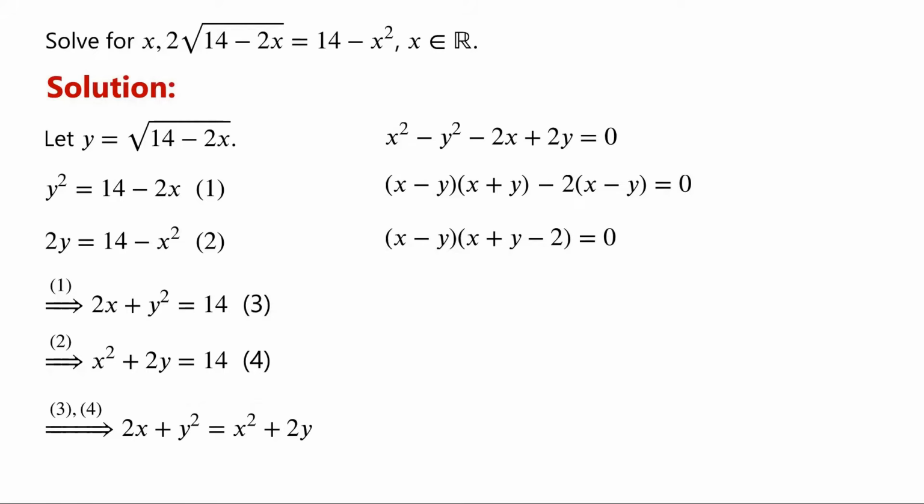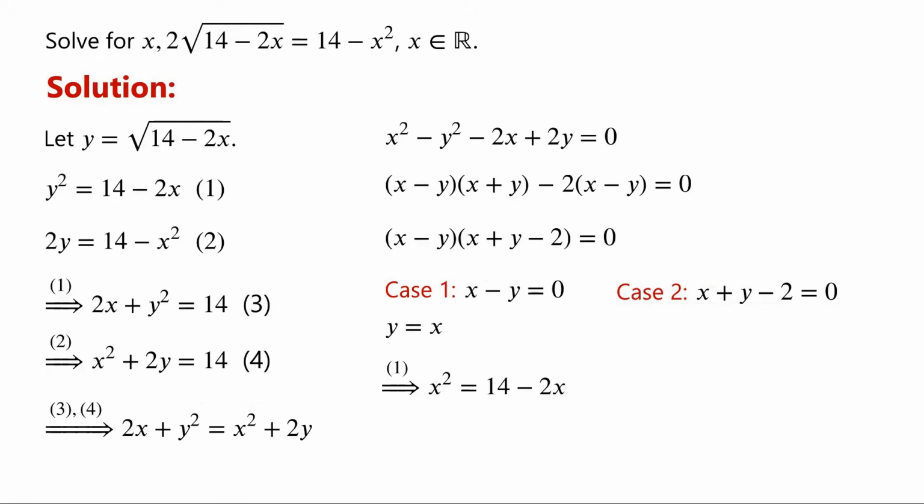Now, the equation has been transformed into a product of two algebraic expressions equals 0. So, each of them could be equal 0. Case 1, x minus y equals 0. Case 2, x plus y minus 2 equals 0. For case 1, we have y equals x. Substitute y equals x in equation 1, we have x squared equals 14 minus 2x. Rearrange the equation, we have x squared plus 2x minus 14 equals 0.